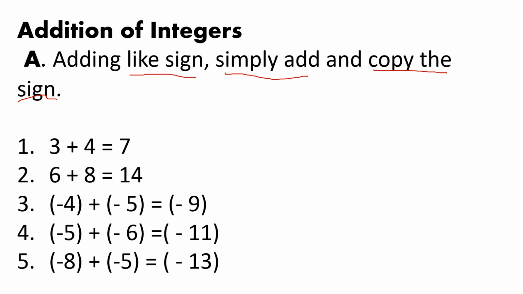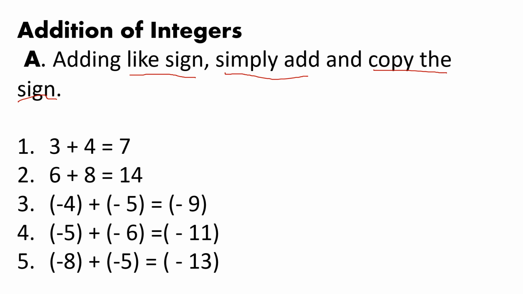For number 3, we have negative 4 plus negative 5. So they are both negative, so simply add 4 plus 5, that is 9. And then their sign is negative, therefore the answer is negative 9. Number 4, negative 5 plus negative 6. Since they are both negative, we simply add 5 plus 6, which is equal to negative 11.